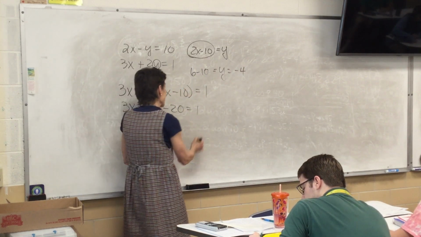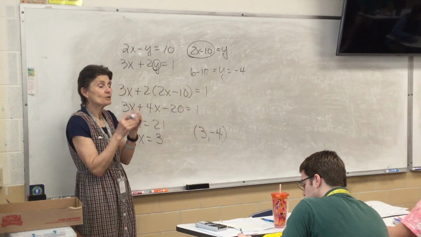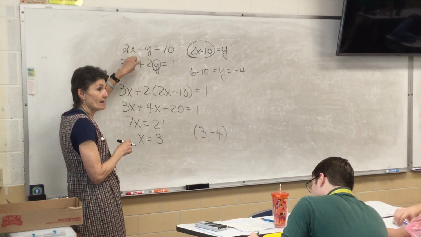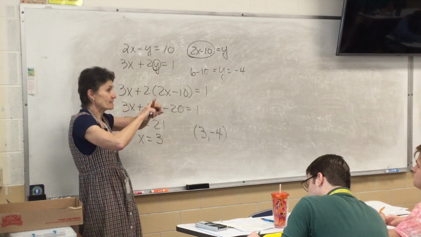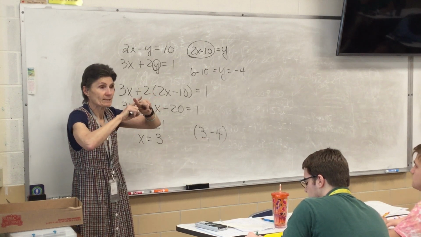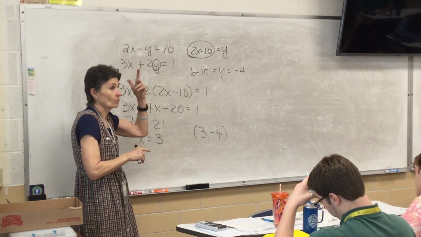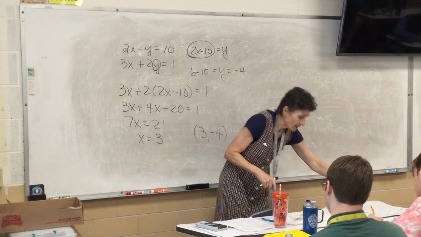So I write my answer like this, because what you just did is find where this line and this line cross each other. When you solve a system, you're looking for their intersection. They intersect at the point (3, -4). All right, that seems easy. All right, let's look at an application now.